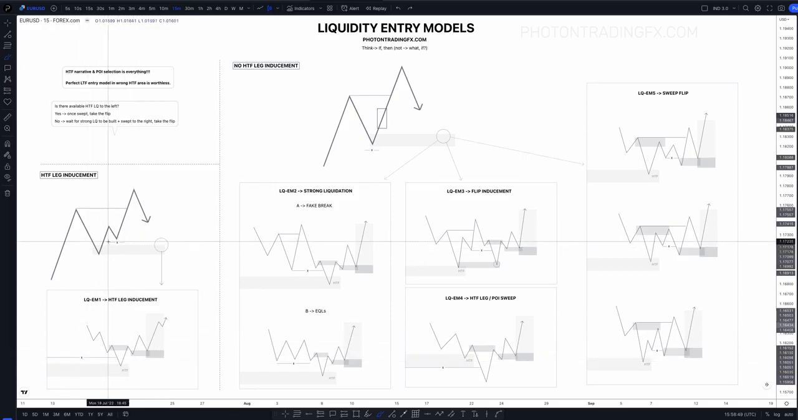Price sweeps the structural low, liquidity has been taken. Now I wait for the flip, and then we can get involved. That's the general idea. Higher time frame leg inducement is the name I've given it, if it helps you remember it.